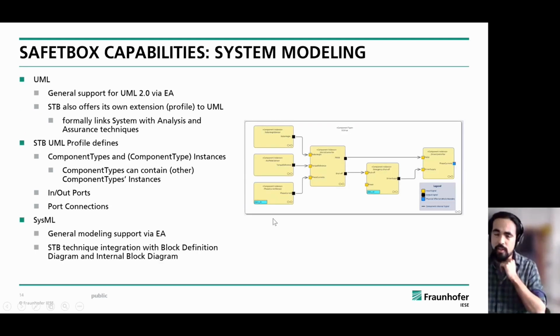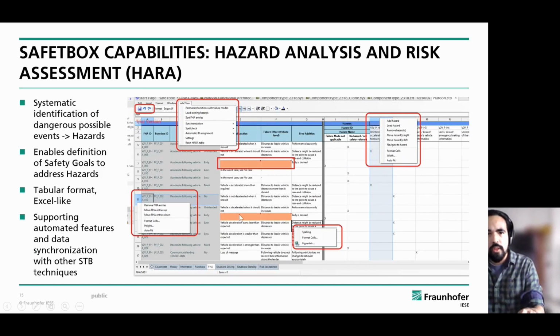So, assuming everything is relatively clear so far, I wanted to mention how this is planned to be designed into our current implementation. So our safety box tool currently supports system modeling via UML and SysML, as I mentioned, and we also have our own custom profile, which enables you to model components in Enterprise Architect, and they can be associated with ports. And furthermore, these components can also be associated with a hazard analysis and risk assessment.